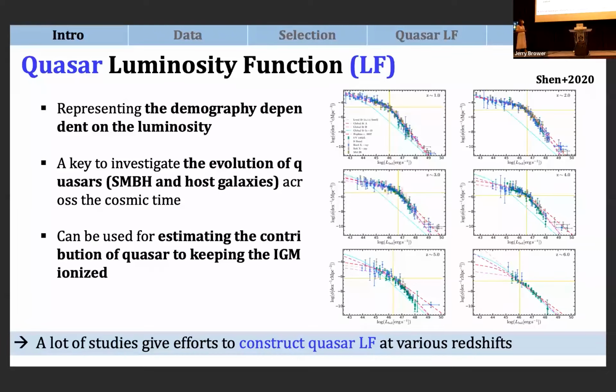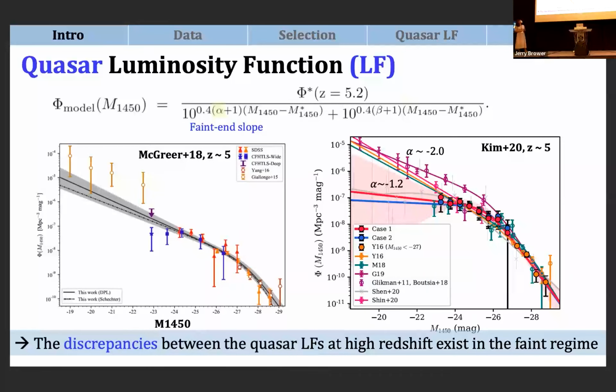And it also can be used for estimating the contribution of quasars to maintaining the intergalactic medium ionized in the early universe. So many studies have been conducted for quasar surveys to construct the quasar luminosity function at various redshifts. The quasar luminosity function is often described by a double power law function. The faint end slope is alpha, and the bright end slope is beta.